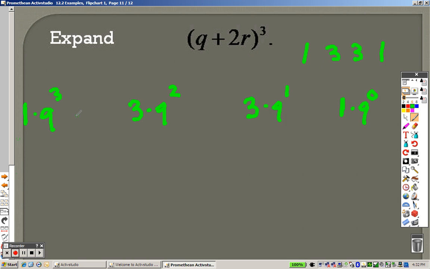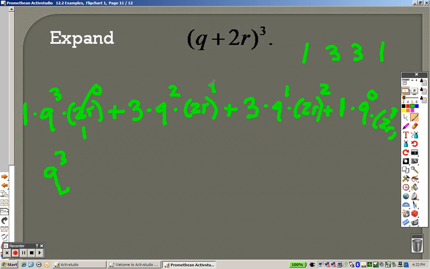Then the next is 2R, so times 2R, times 2R, times 2R. And instead of starting at 3, it starts at 0, then 1, then 2, then cubed. It's addition in between all of these. So I start back here at the beginning. Anything to the 0 is 1, so it's 1 times 1 times q to the third, so it's q to the third. That's what we get there.